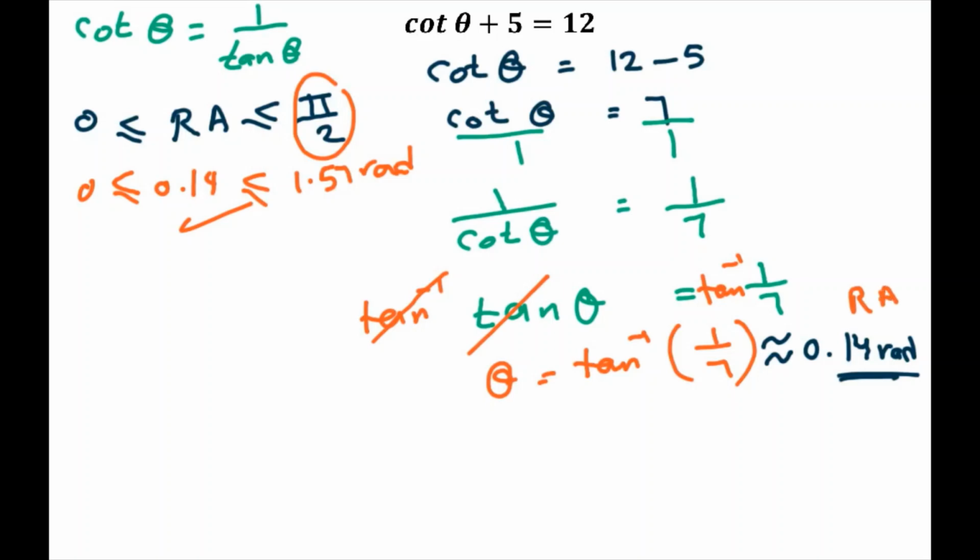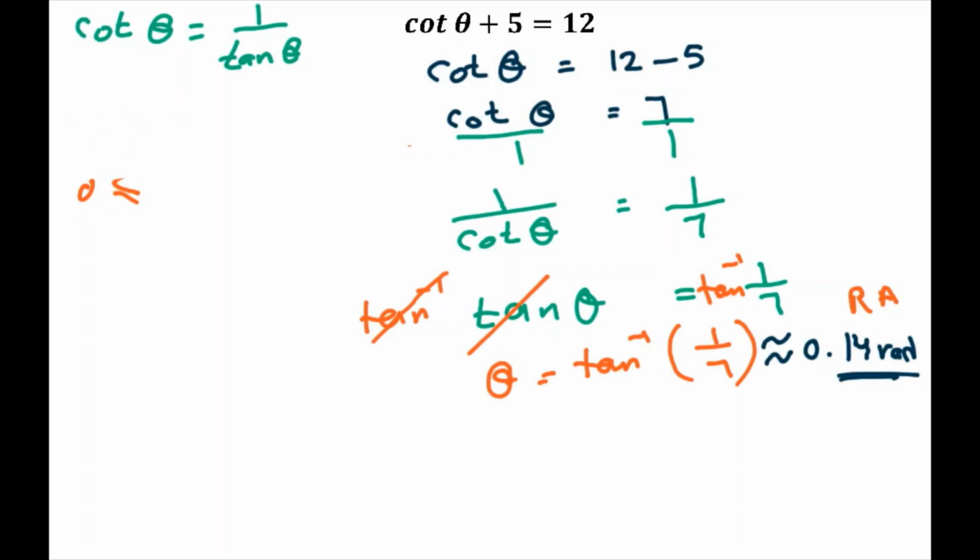It's a reference angle because it's an angle less than pi over 2, and here for pi we used 3.14. So let's now think about it. When is tangent positive? 1/7 is positive. Well, tangent is positive in two places: in quadrant 1 and in quadrant 3.